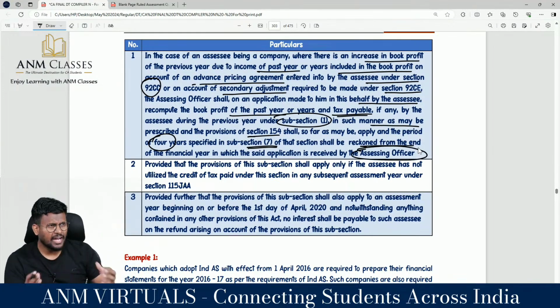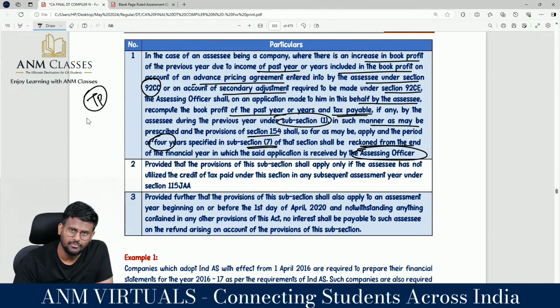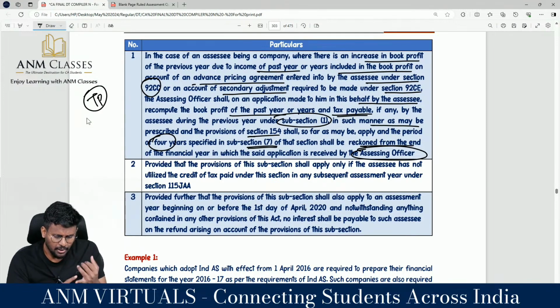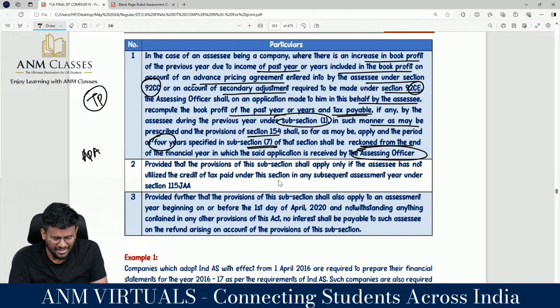That means I would have already suffered MAT for earlier previous years. This is a transfer pricing adjustment. I would have already suffered, sir, MAT for immediately preceding previous years. But what would have happened? Sir, because of entering into an advance pricing agreement under 92CC, or because of the secondary adjustments under 92CE, my profit would have been increased.